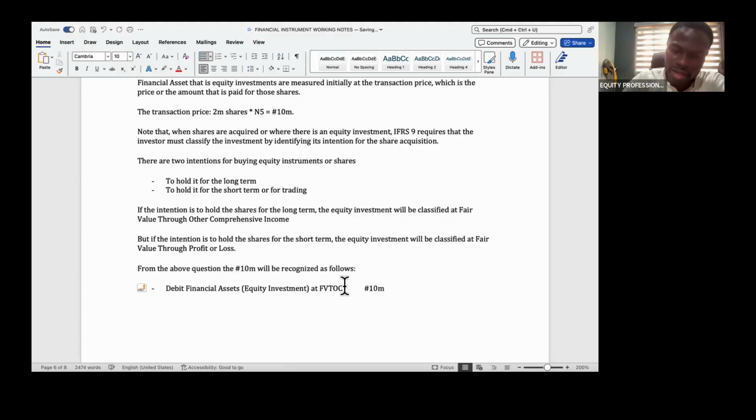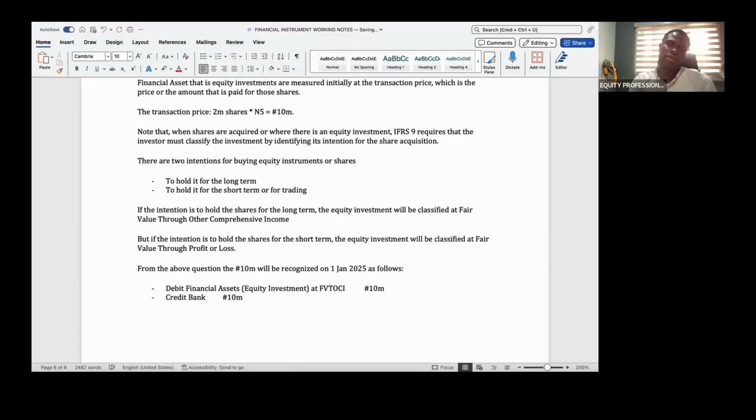That's 10 million. So when you see this in front of a financial asset, in front of an equity investment, this should tell you that they are holding it for the long term, not for the short term. When you see this, then, of course, you credit bank, since it's paying money, with the same 10 million. Okay? The 10 million will be recognized on 1st January 2025 as follows.